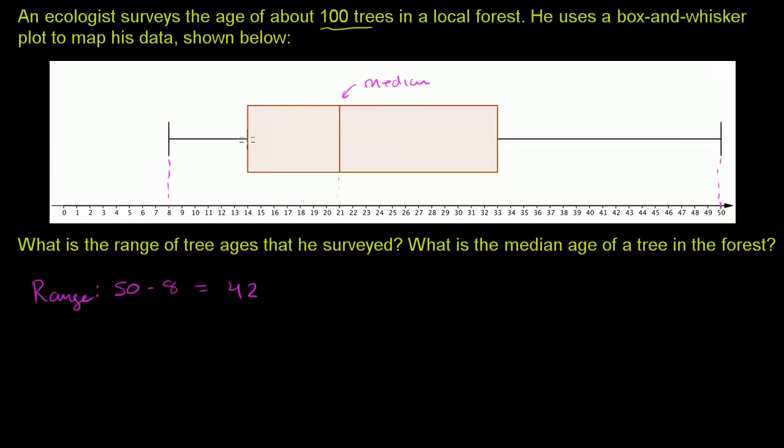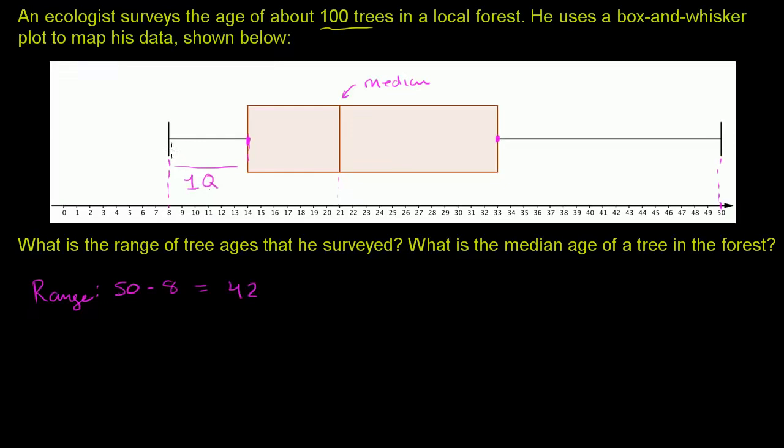And then these endpoints right over here, these are the medians for each of those sections. So this is the median for all of the trees that are less than the main median. So this is the middle of all of the ages of trees that are less than 21. This is the middle age for all of the trees that are greater than 21, or older than 21. And so these essentially are splitting the data into 4 groups. This we would call the first quartile. So I'll call it Q1 for first quartile.